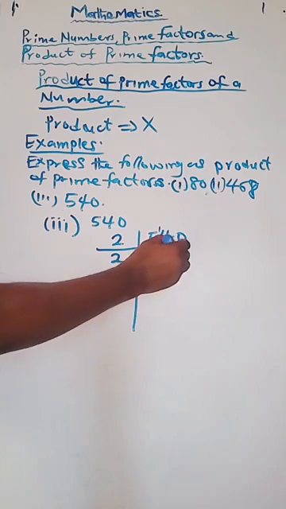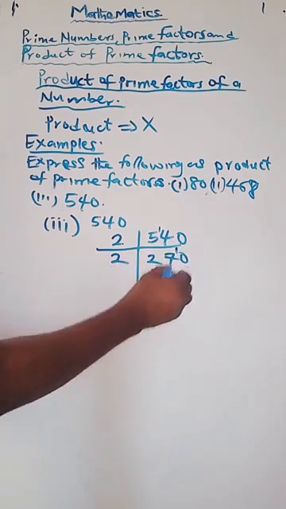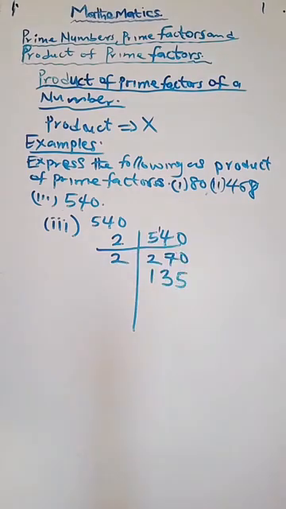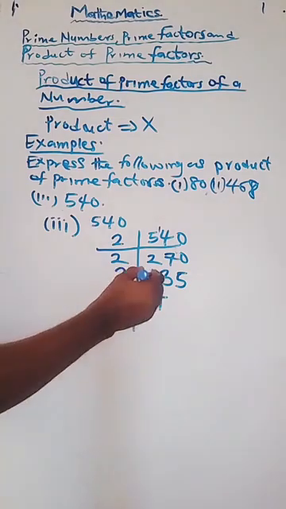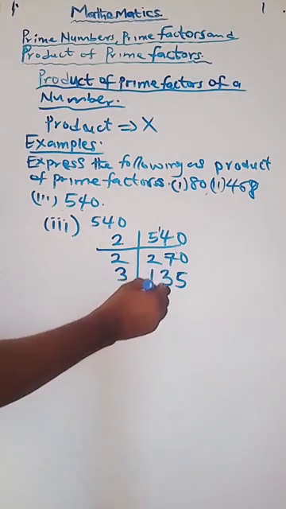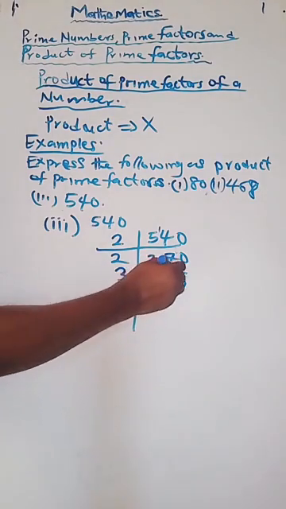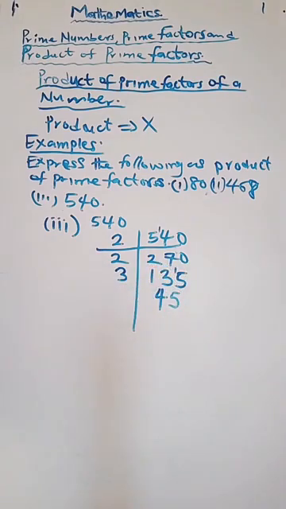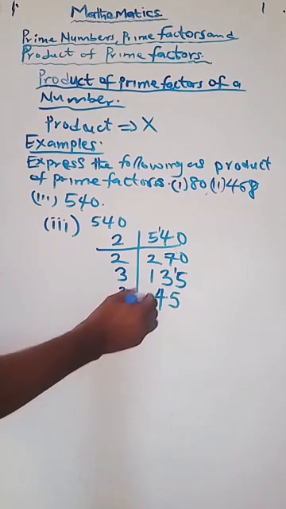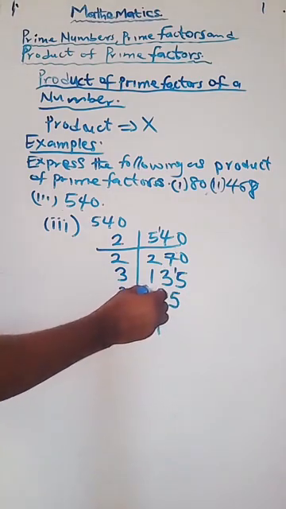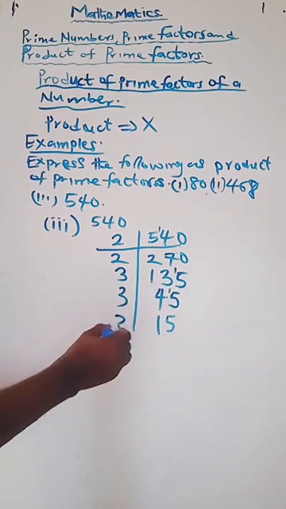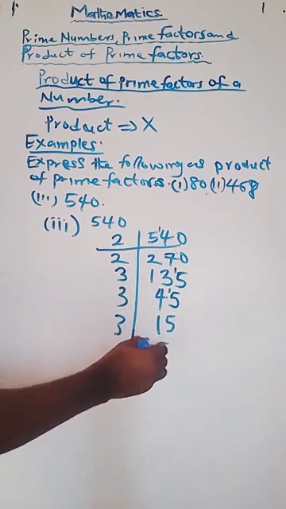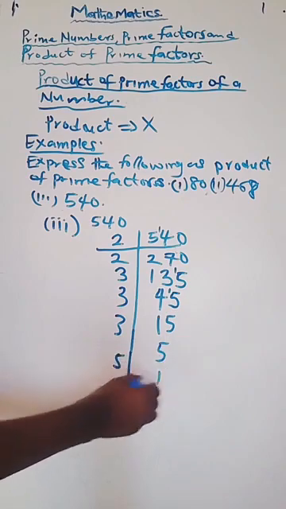2 cannot go. Let's look at 3. 3 into 135 is 45. 3 into 45 is 15. 3 can still go. 3 into 15 is 5. 3 cannot go again. 5 into 5 is 1.